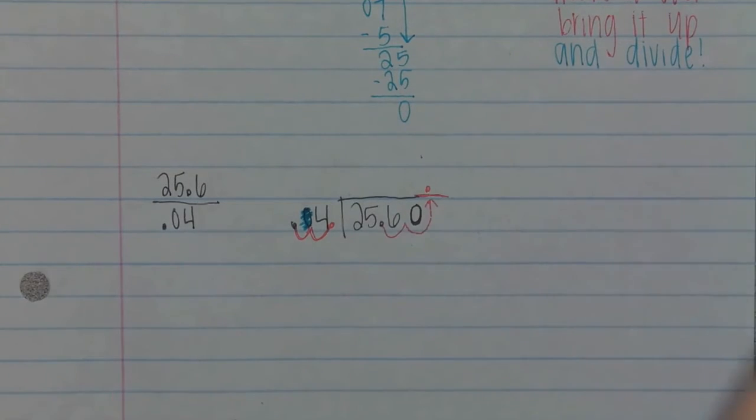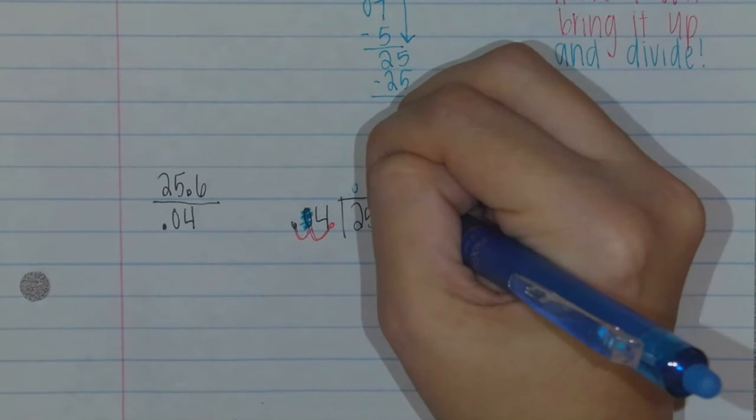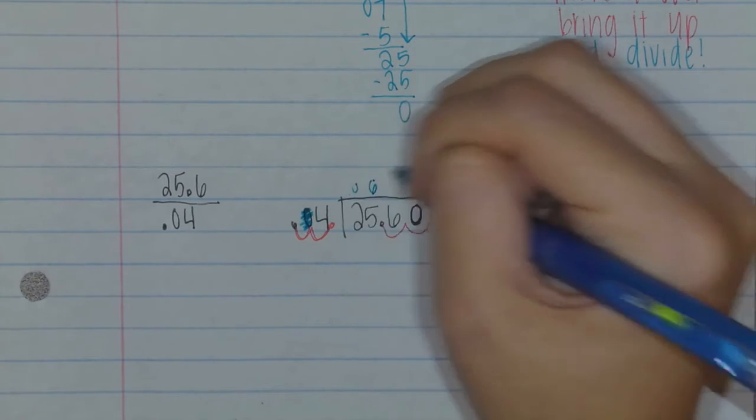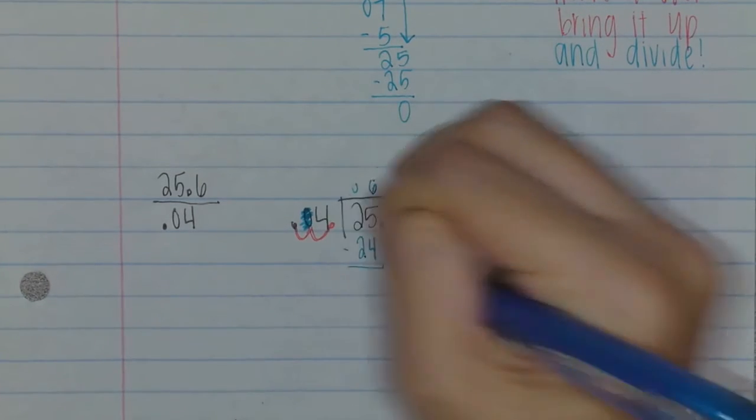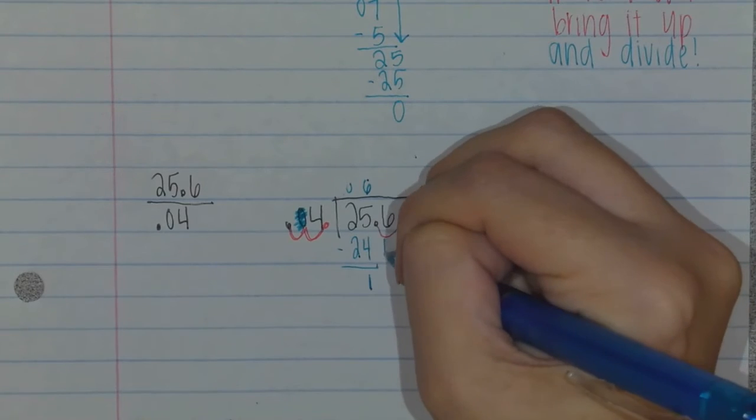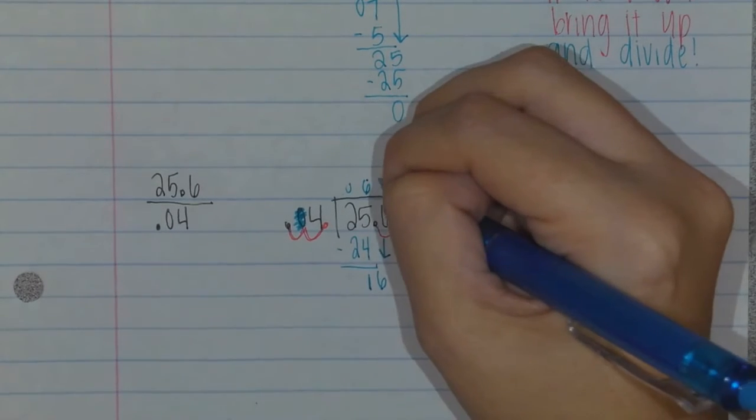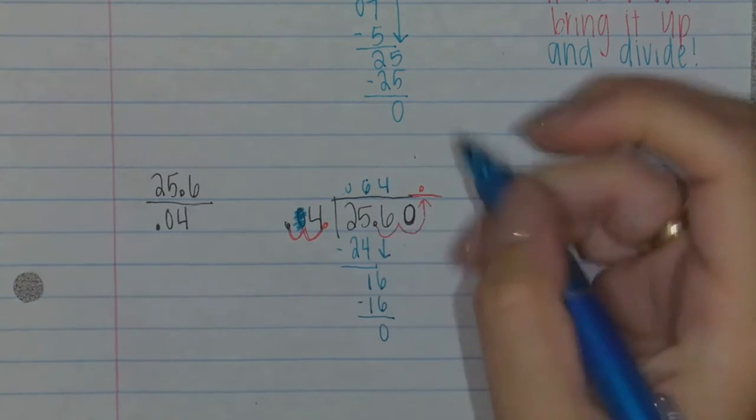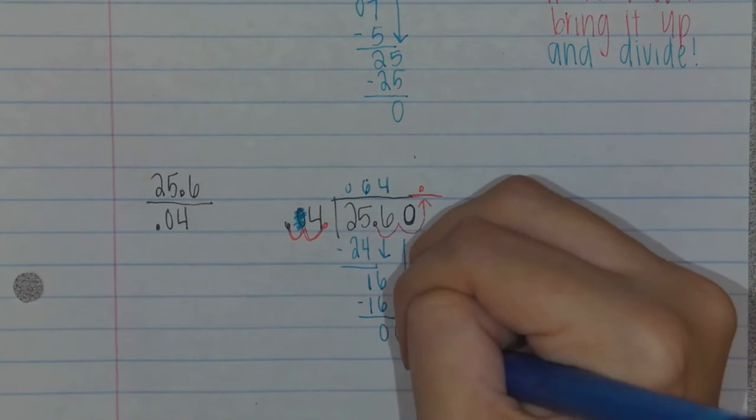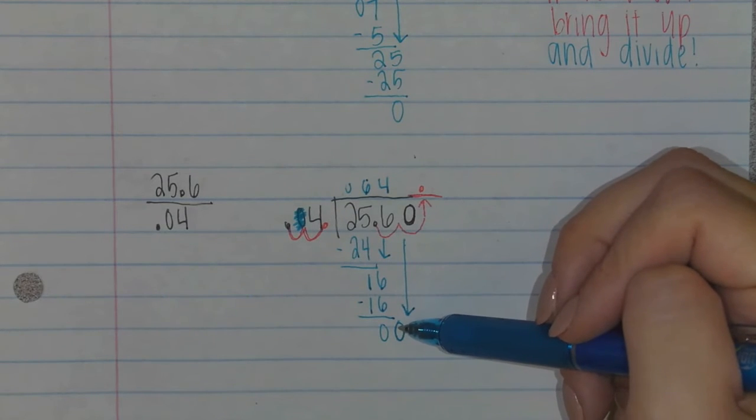So I have 4 goes into 2 0 times, but 4 goes into 25 a total of 6 times. 6 times 4 gives me 24. When I subtract, I get 1, and I bring down the 6. 4 goes into 16 a total of 4 times. 4 times 4 is 16. I subtract and I get 0, but I also have to bring down the 0. And 4 will go into 0 a total of 0 times.